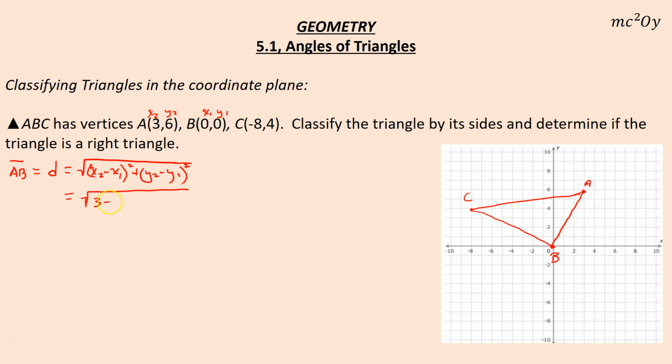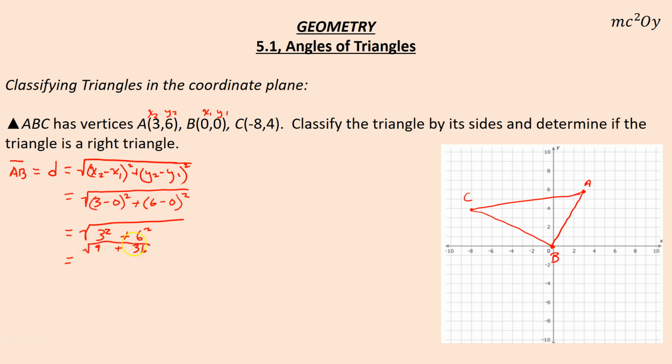x2 is 3, x1 is 0. We're going to square that, and we're going to add it to y2, which is 6, minus y1, which is 0, and square that. So in terms of our distance, we get 3 squared plus 6 squared. You have to square them and then add them. You can't just take the root of each of them. So that would be 9 plus 36.